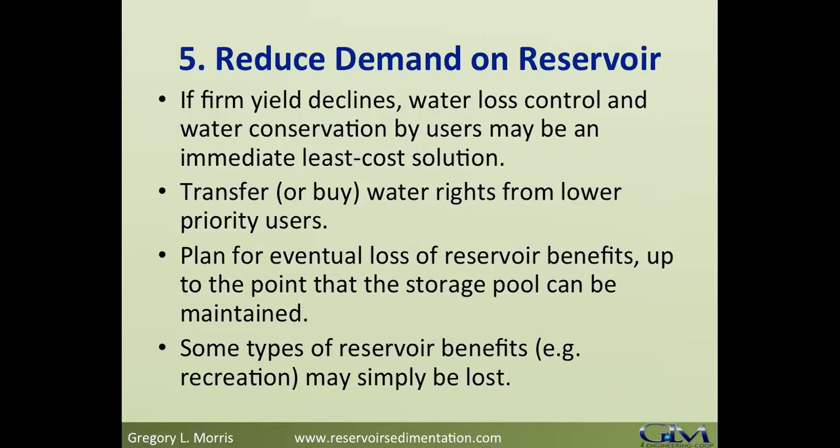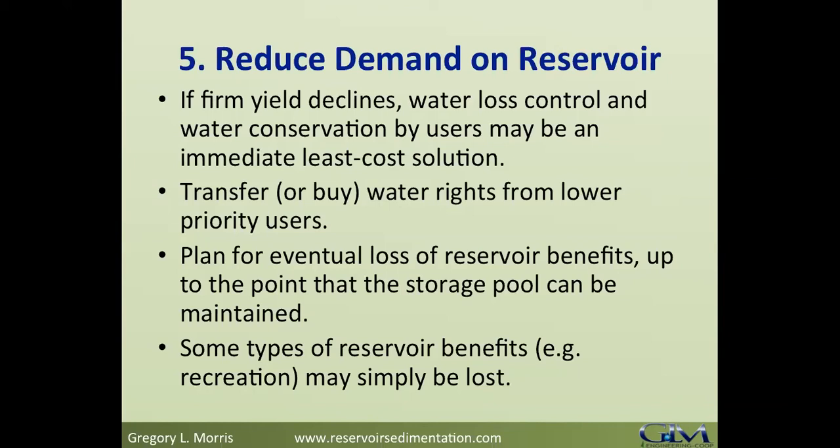Fifth, reduce demand on the reservoir. Typically, you can think of declining firm yields. You can look at water conservation by users. They may be urban users, they may be agricultural users. You can think in terms of what is cheaper. Is it more cost effective for me to do water conservation or to try and build a new project or recover capacity, dredging a reservoir, etc.